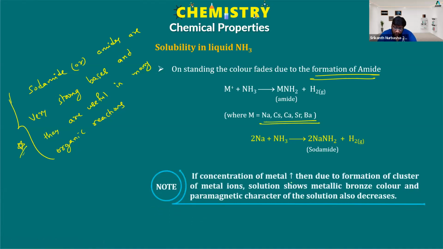Notice, if the concentration of metal increases, then due to formation of clusters of metal ions, the solution shows a metallic bronze color, and the paramagnetic character of the solution will also decrease. Whenever the solution is very concentrated, it shows cluster formation, so the bronze color is shown, and the paramagnetic character decreases, because clusters are formed instead of more ammoniated electrons, right?